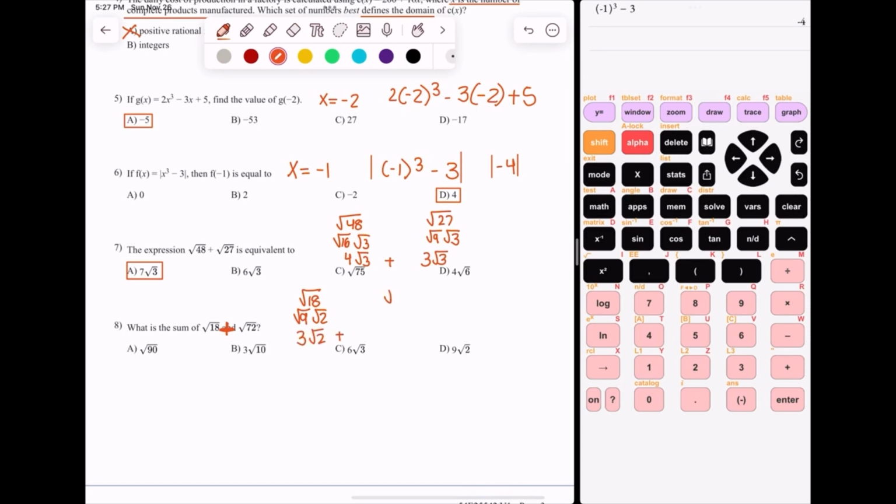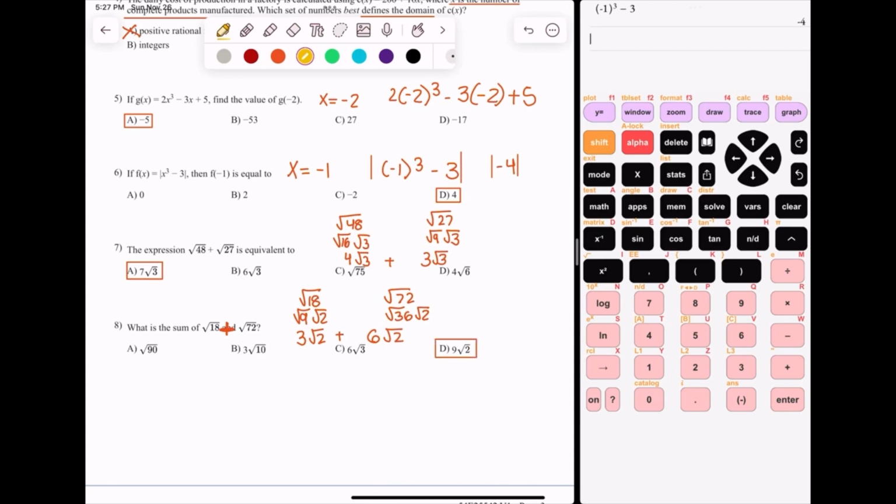Plus square root of 72. We could break that down into 36 and 2. Square root of 36 is 6. Leave square root of 2 alone. So I know I'm going to have square root of 2, and 3 plus 6 is 9. Answer choice D.